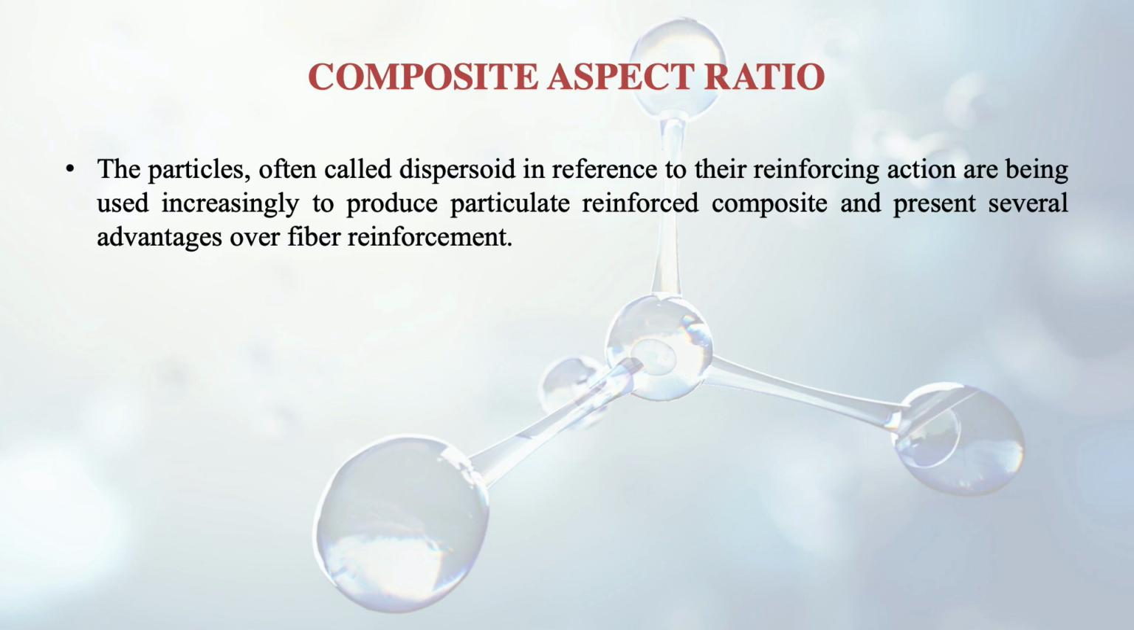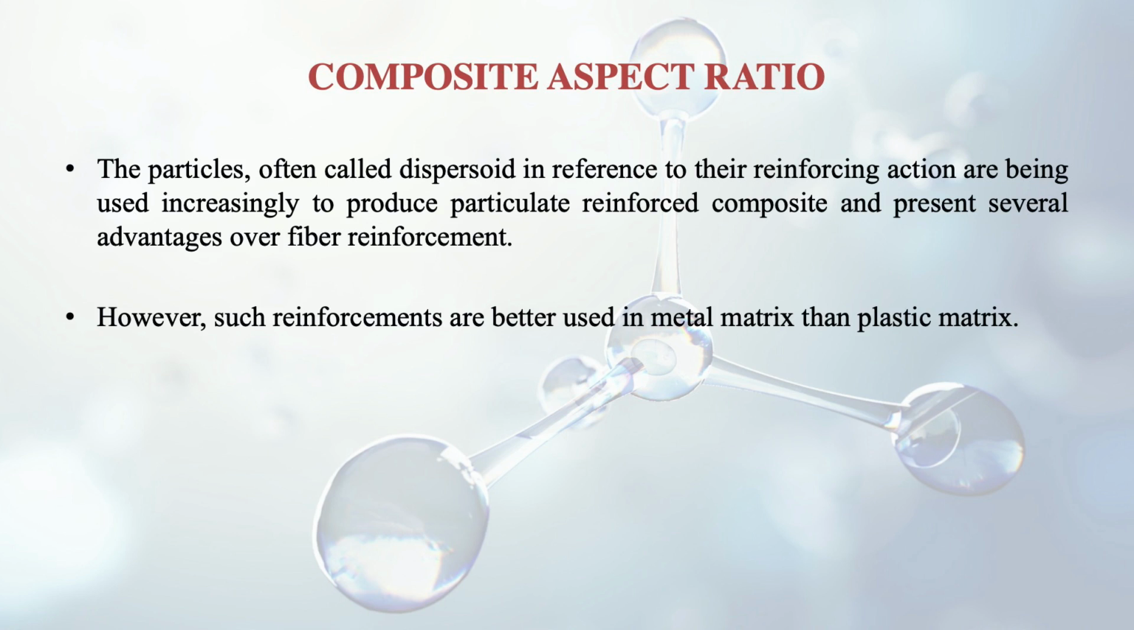So now we will discuss about it. The particles, often called dispersoid in reference to their reinforcing action, are being used increasingly to produce particulate reinforced composite, which we discussed just now, the particulate type where the aspect ratio was less than 10. And these actually present several advantages over the fiber reinforcement. They are better even than the fiber reinforcement. But such reinforcement are better used in metal matrix than the plastic matrix. So such kind of particulate reinforced composite are much useful in the case of metal composite rather than plastic composite.